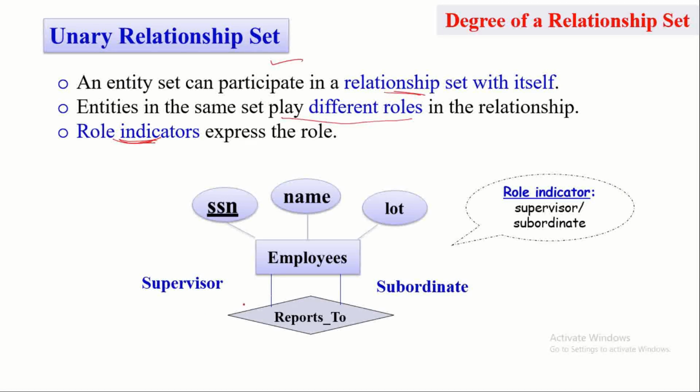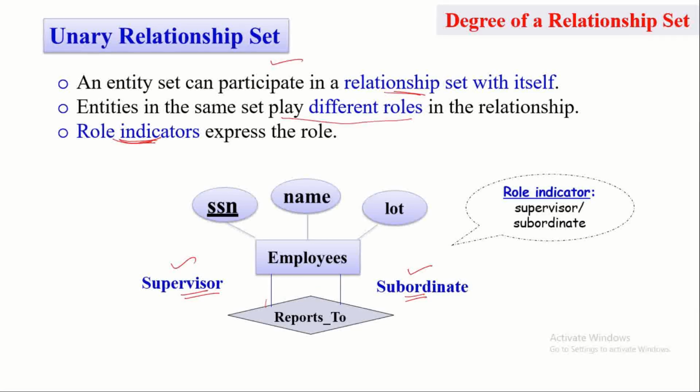Here, the employee entity set is associated with itself through the reports to relationship set. Both the subordinate and the supervisor are employees of an organization, but their roles can be differentiated by adding the role indicator, as illustrated in this diagram.